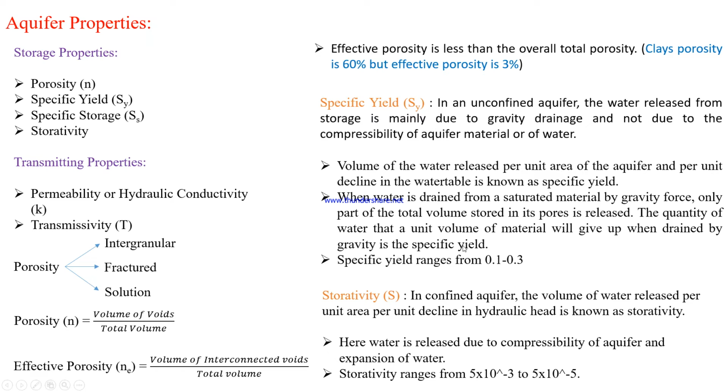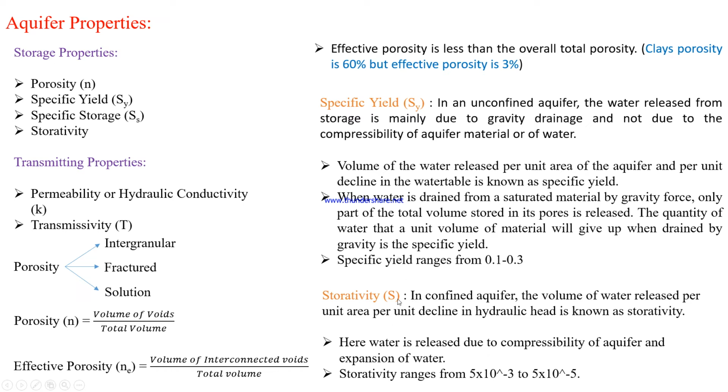But in a confined aquifer, there will be more pressure, so the water will rise. Due to high pressure the water will rise, but there will be certain gravity, but more pressure will be there. Storativity can be used in the confined aquifer, but specific yield is only used for the unconfined aquifer. The specific yield ranges from 0.1 to 0.3.